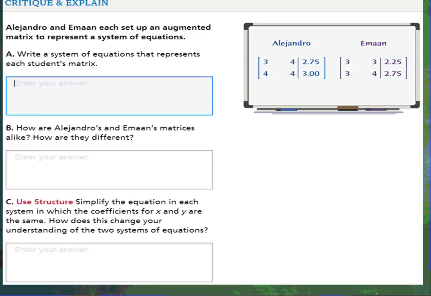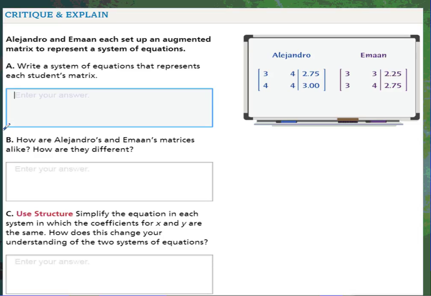We're going to be using the matrices function again on our calculators, and it says write a system of equations that represents each student's matrix. Now your book, if you haven't caught on, treats this like matrix A, and then they draw this little line called matrix B. They call that an augmented matrix. I always just use A and B because that's what we're going to use in our calculators. They are completely different, but it works the same way for us. So write a system of equations that represents each student's matrix.